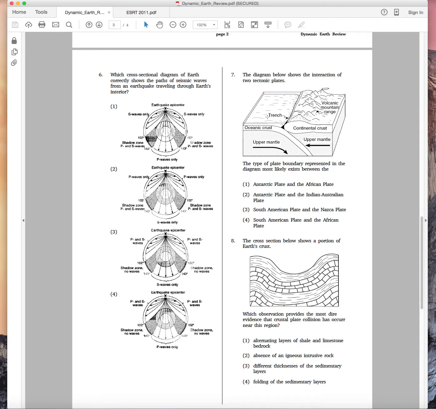So the Nazca plate will be this oceanic crust. The South American plate here is the continental crust. And these would be an example of the Andes Mountains.